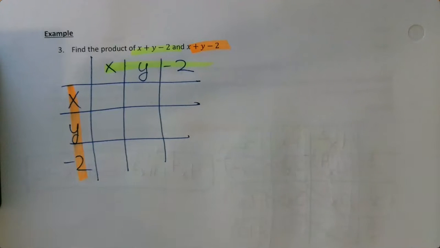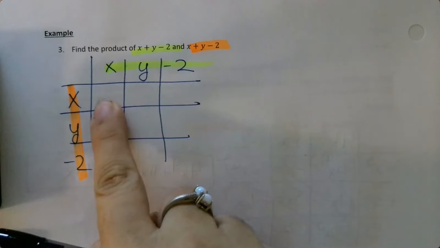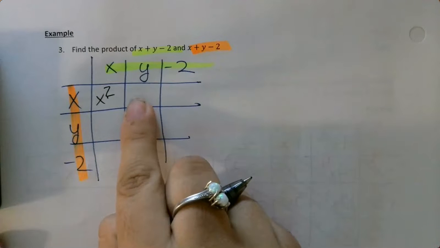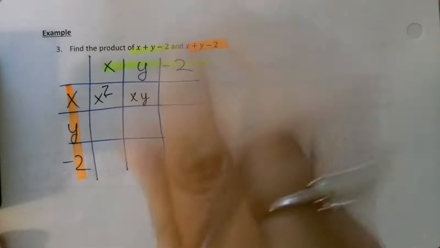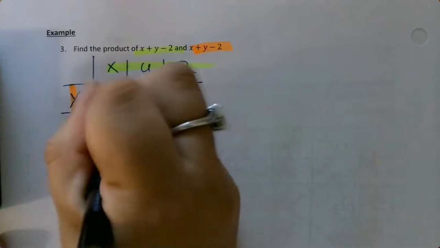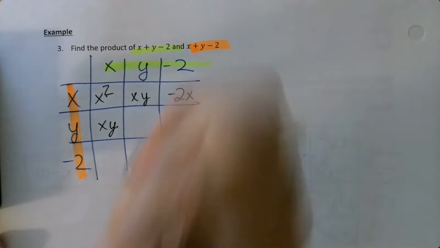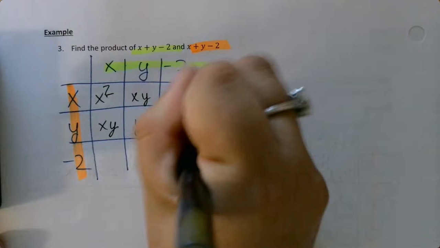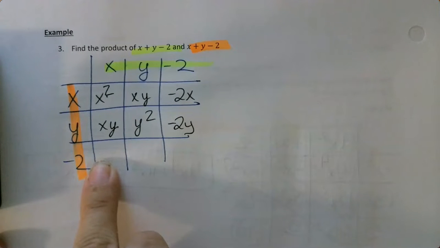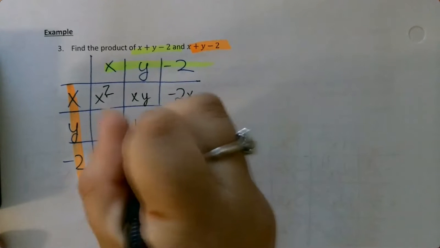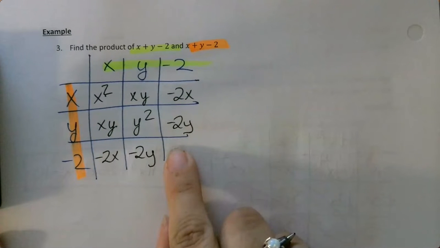Okay, so in my first box, x times x. x times y, x times negative 2, x times y, y times y, y times negative 2, x times negative 2, negative 2 times y, negative 2 times negative 2.